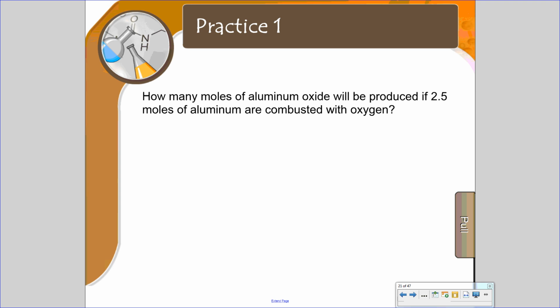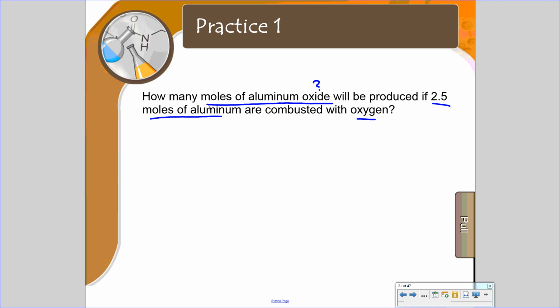We're going to continue working some stoichiometry problems, bringing in all of your previous units as well. So this says, how many moles of aluminum oxide, this is what you're looking for, will be produced if 2.5 moles of aluminum are combusted with oxygen? The first step you need to do is balance your equation. So in this case, you need to first write your equation.